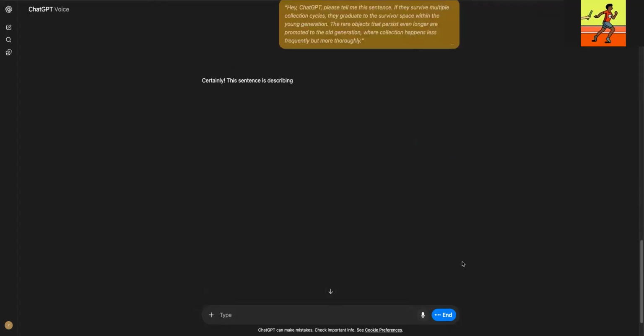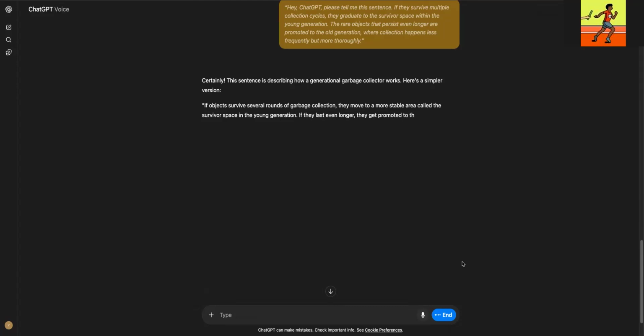Certainly, this sentence is describing how a generational garbage collector works. Here's a simpler version: if objects survive several rounds of garbage collection, they move to a more stable area called the survivor space in the young generation. If they last even longer, they get promoted to the old generation, where collection happens less often but more thoroughly.